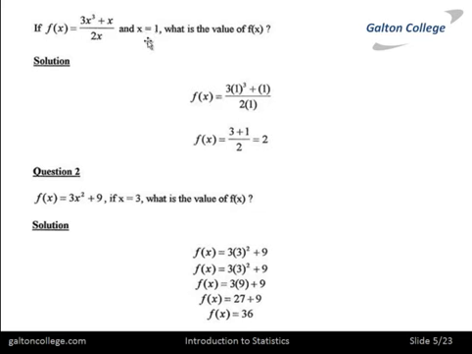This one here, put x equal to 1, and we get this. 3 times 1 cubed plus 1 over 2 times 1. So it's 3 plus 1 over 2, which is 4 over 2, which is equal to 2. So all of that just equals 2. We could do the same down here. If x equals 3, what's the value? Put in the 3, and we'll work it down.